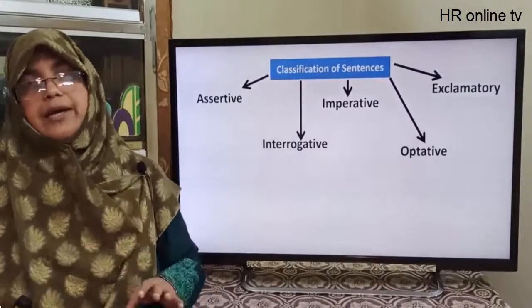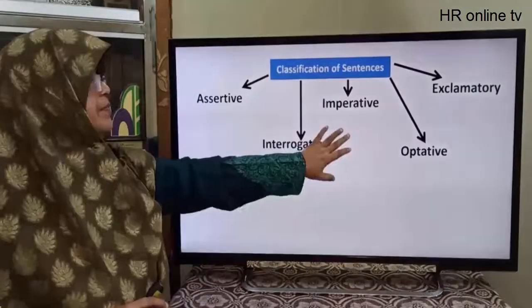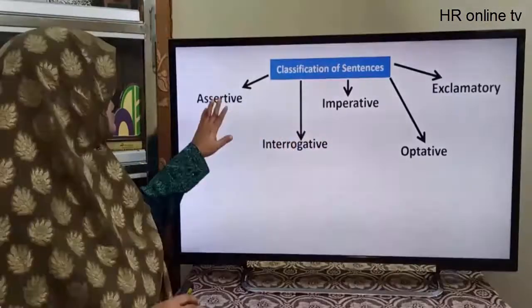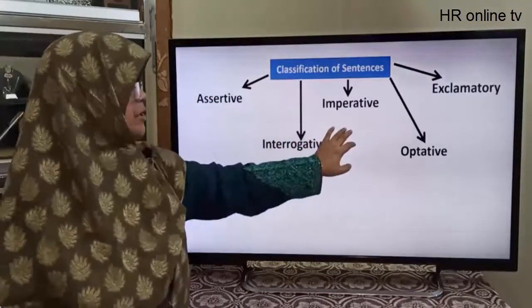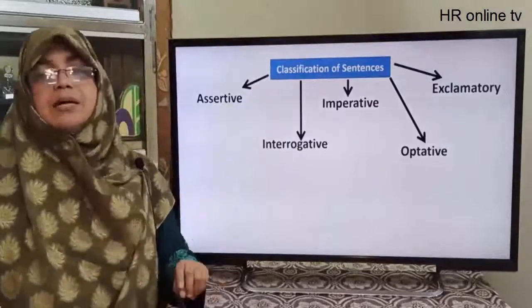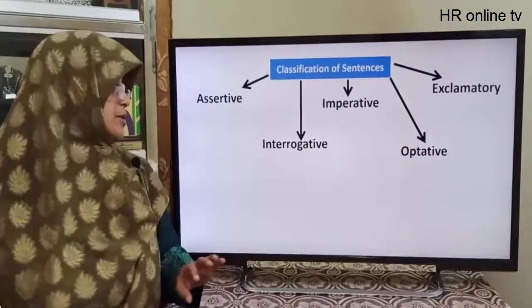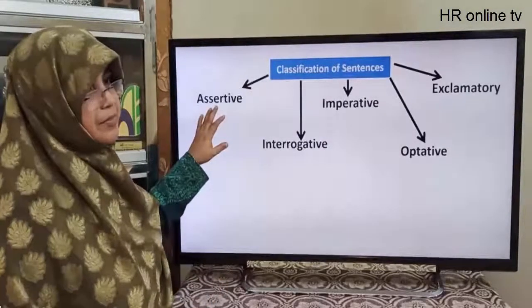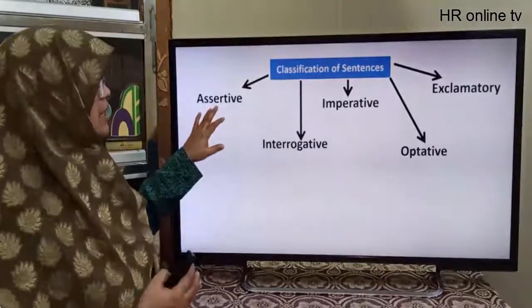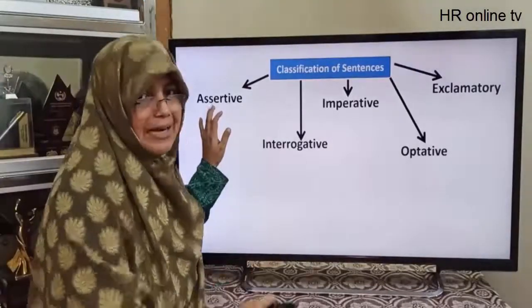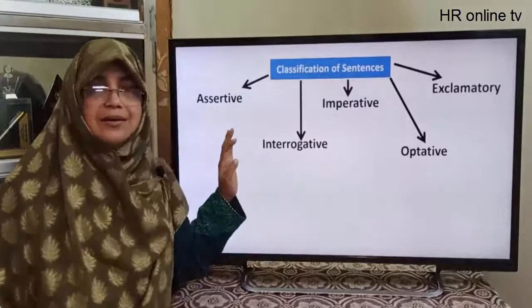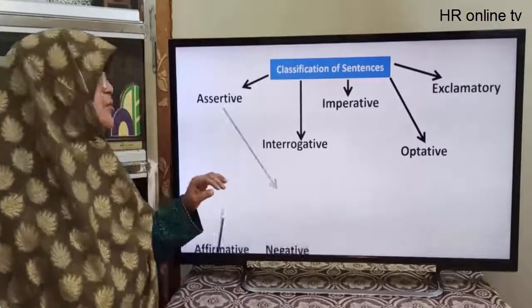We can divide sentences into five parts: assertive, interrogative, imperative, optative and exclamatory. But today I will discuss only the assertive sentence. And next class I will try to discuss the rest of the items. I think you are ready. Okay, let's move.